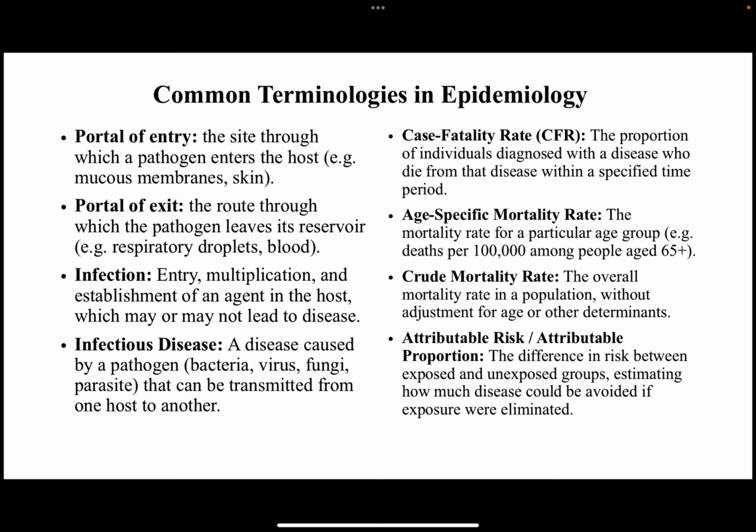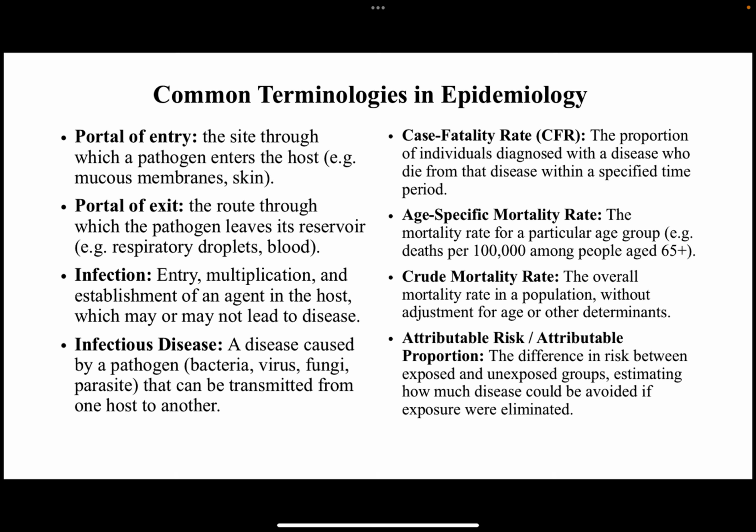Now, the next terminology we'll look at is what we call case fatality rate, CFR. Case fatality rate is basically the proportion of individuals diagnosed with a disease who die from that disease within a specified time period. Simply put, it is the proportion of diagnosed cases who die from the disease. Get the difference: this definition is not about the proportion of people who are infected who die from the disease. We are specific here, proportion of diagnosed cases.